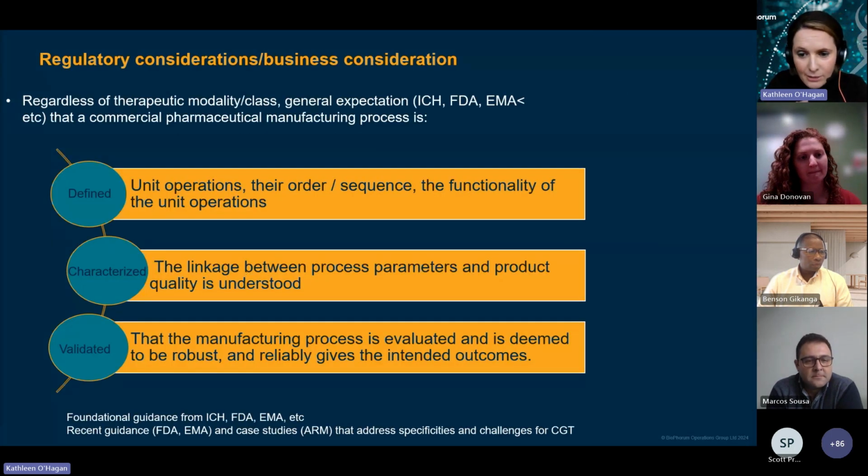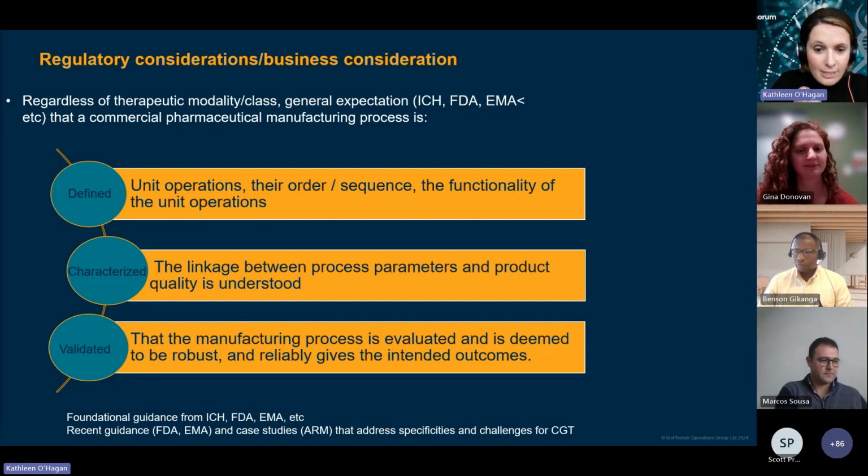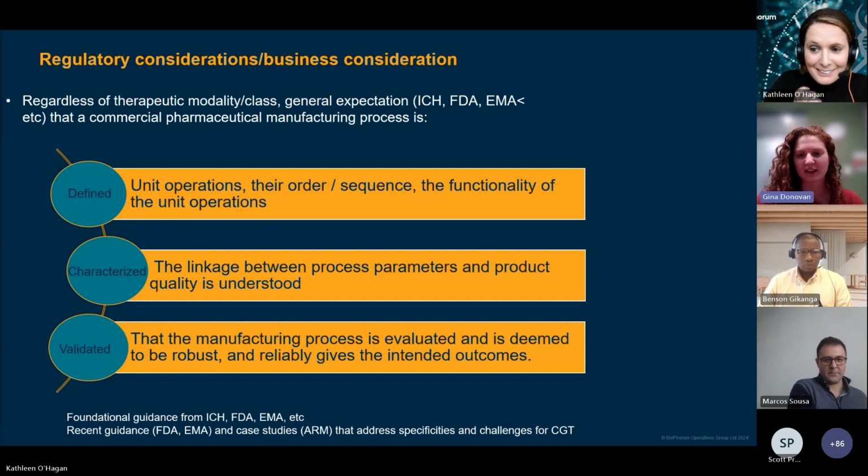Okay, you'll be glad to know that that's me for a while. So I'm going to pass over to one of the key authors, Gina from Regeneron, who's going to start talking about the regulatory considerations. Thanks, Kathleen.